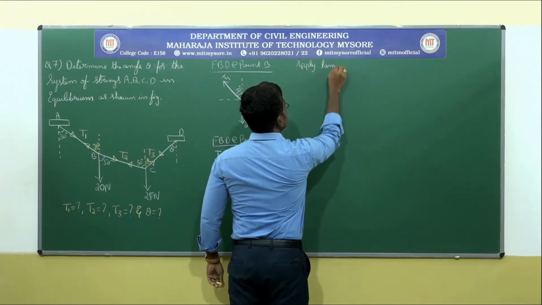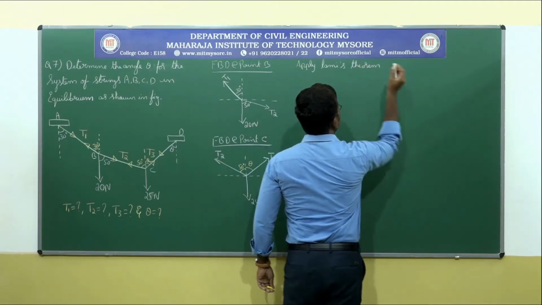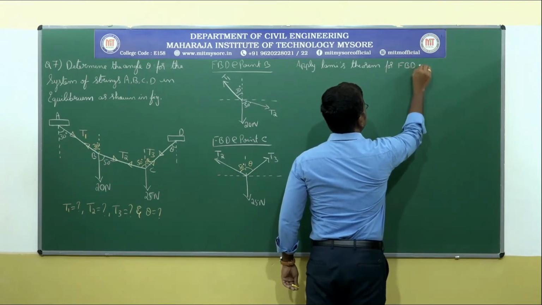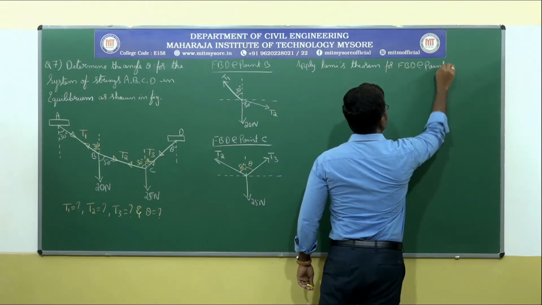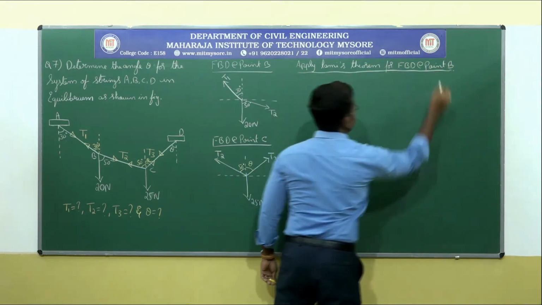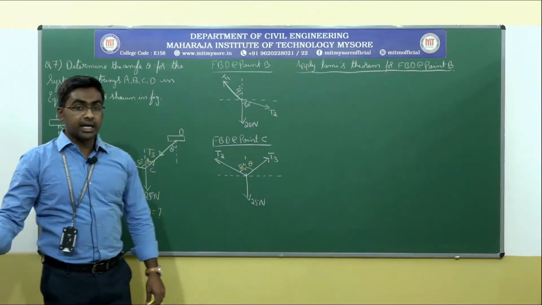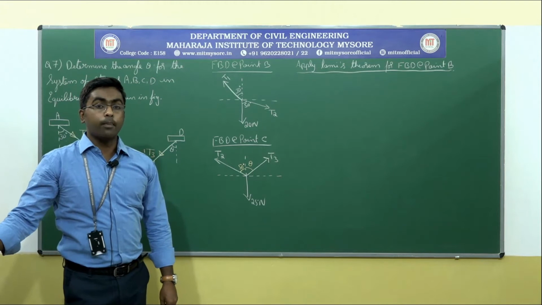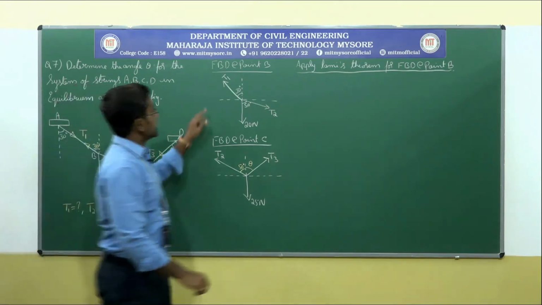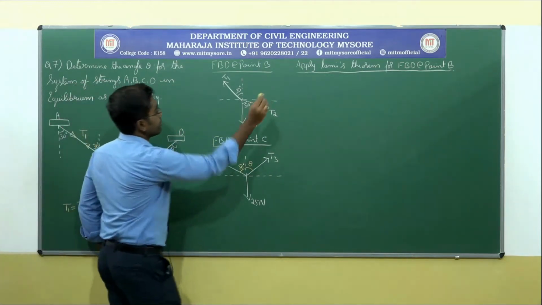Apply Lami's theorem for the free body diagram at point B. Lami's theorem states that if there are three concurrent forces, each force is proportional to the sine of the angle between the other two forces. That means now I need to find out the angle between the forces.